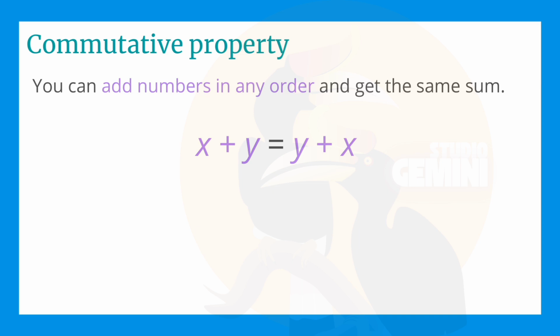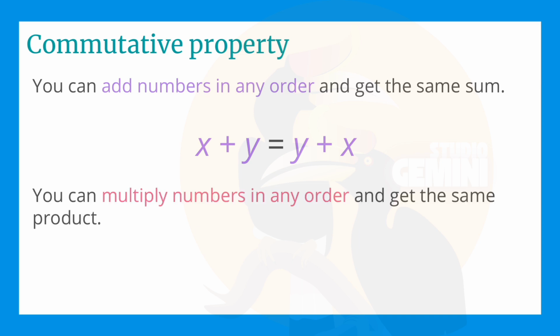The commutative property works for multiplication as well. You can also multiply numbers in any order and get the same product. For example, a times b is equivalent to b times a. Both expressions will have the same value.